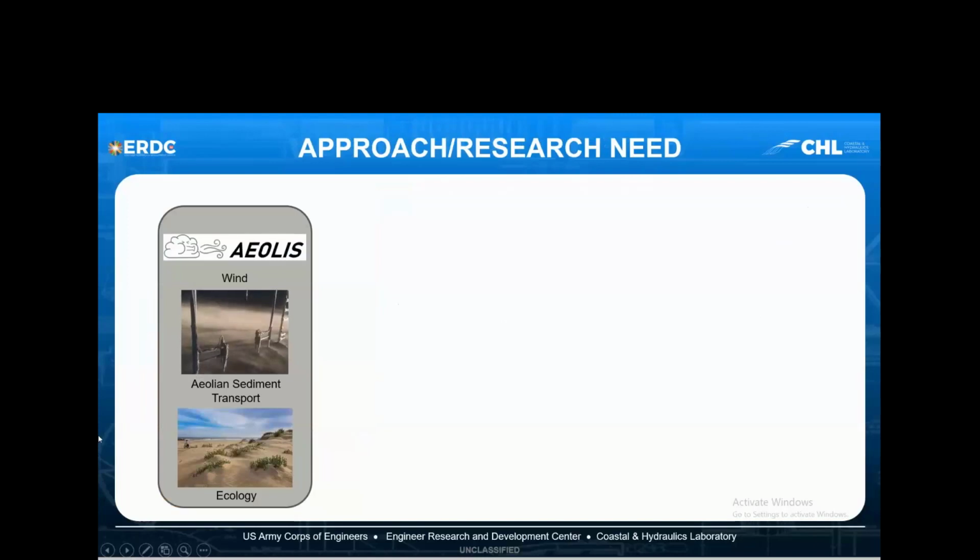So starting out with just a little bit about Aeolus. Aeolus is an Aeolian or wind-blown sediment transport model. It was specifically designed for supply-limited systems, so it works well in coastal environments. It's able to incorporate a bunch of different processes. So we have vegetation. It can handle multi-fraction sediment transport, surface moisture, and some others as well.